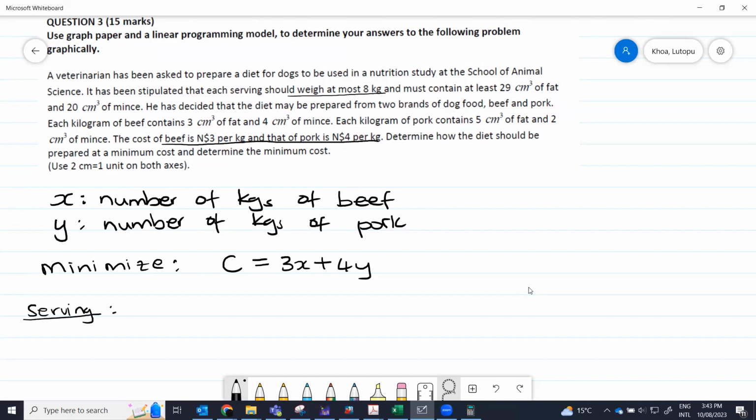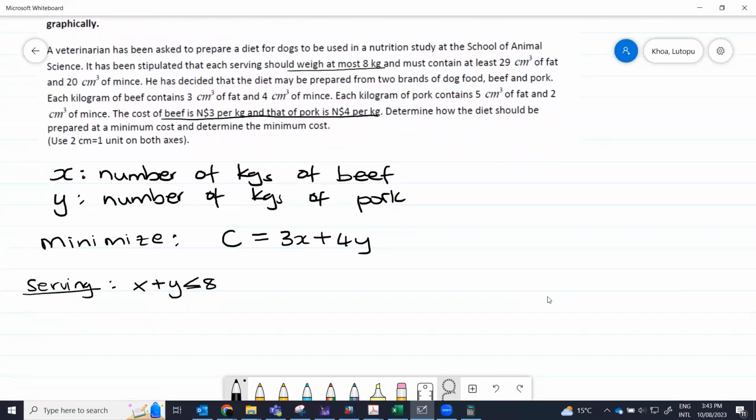And you need to remember, at most means that is the maximum. And the serving is made up by a number of kgs of beef plus a number of kgs of pork. And it must be at most 8. So that means 8 is the maximum. It must be less than or equal to 8.